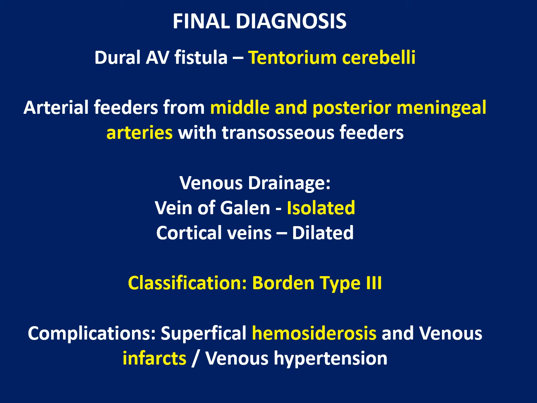So to summarize the final diagnosis, this is a tentorium cerebelli dural AV fistula with middle and posterior meningeal artery feeders, also a few transosseous feeders from the occipital artery. The vein of Galen was isolated from the rest of the dural venous system. The cortical veins were dilated and it gets classified as Borden type 3 with both the complications, that is superficial hemosiderosis as well as venous hypertension with resultant venous infarcts noted. So this is a combination of MRI as well as DSA which is able to help us in attaining the final diagnosis in this patient.